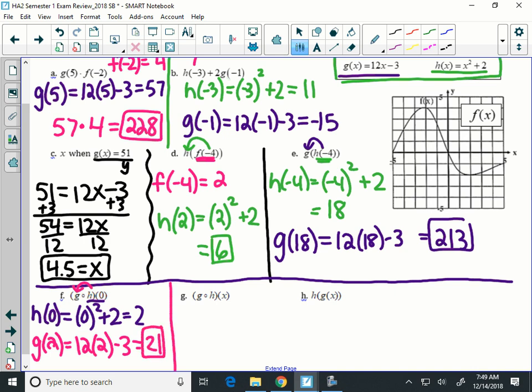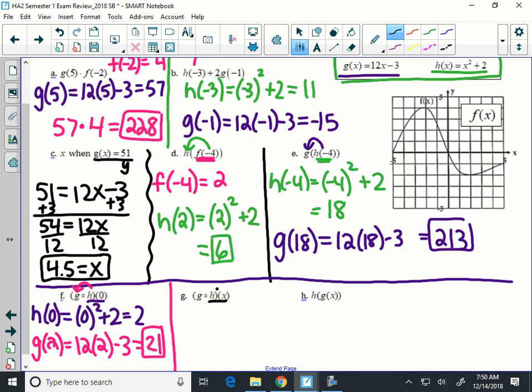So for those last few problems, and actually A through F, every single one of those problems, your input was a number. So your output, your answer, was a number. Now for G and H, your input is a variable. It's a function. Here on the right, we have G of H of X. So my input is H of X, which has an X in it. So my answer has to have an X.